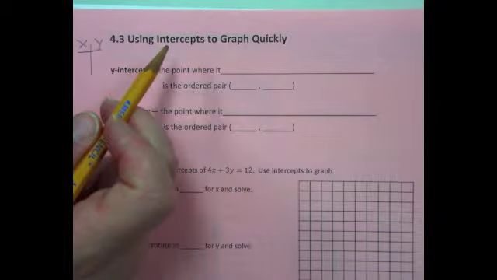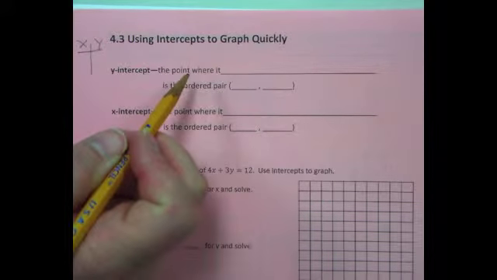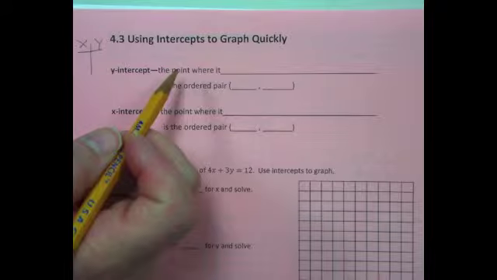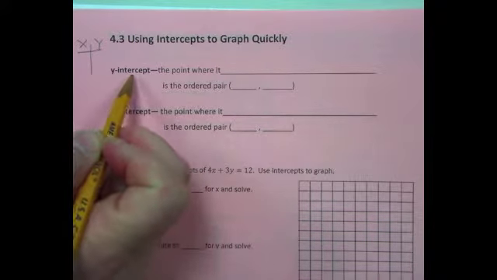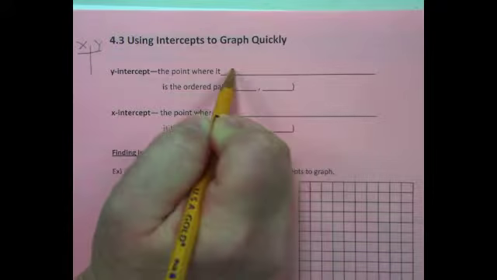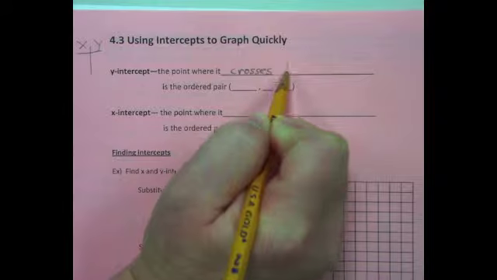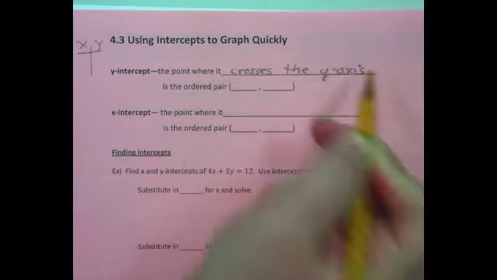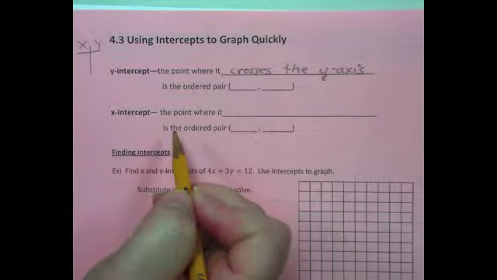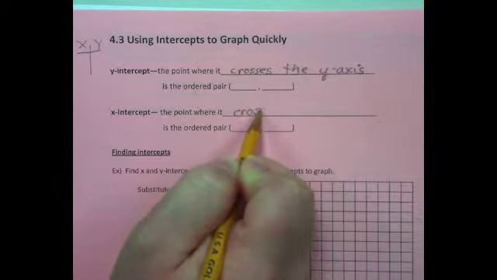What is an intercept? An intercept is a point where it crosses or intersects an axis. We have two different intercepts. We have a y-intercept. That's the point where it crosses or intersects the y-axis. And we also have an x-intercept, which you can probably guess is a point where it crosses the x-axis.